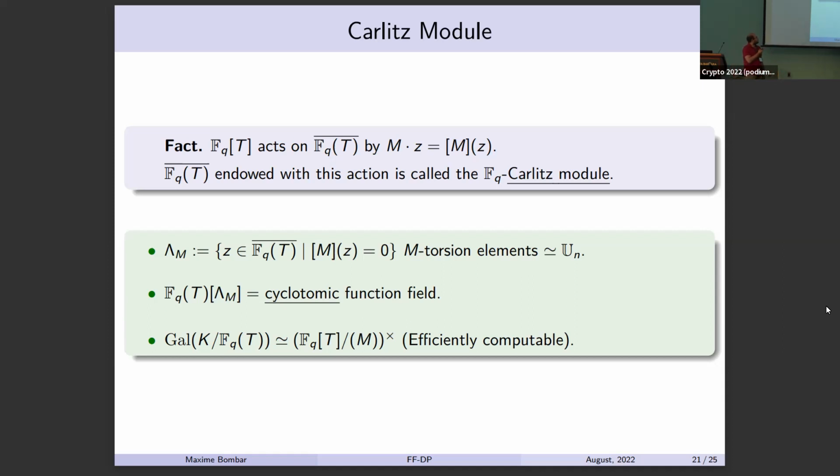And so now the M torsion elements, so I fix a polynomial M. The M torsion elements are nothing else than the roots of the bracket. And adding these M torsion elements will give what I will call now the cyclotomic function fields. They have many properties, but the most important one is the following. It's a Galois extension, and the Galois group is easily computed to be the invertibles modulo M.